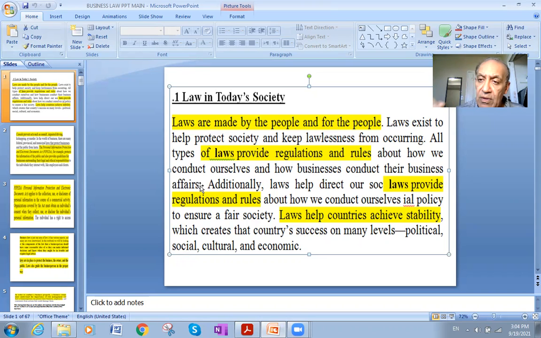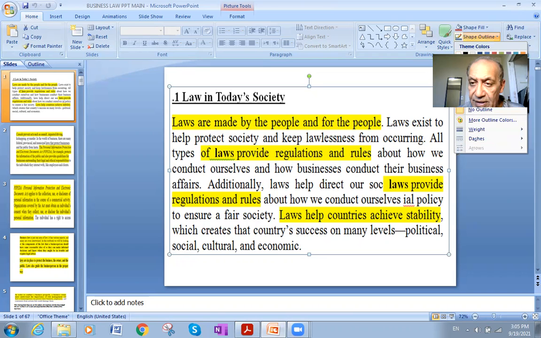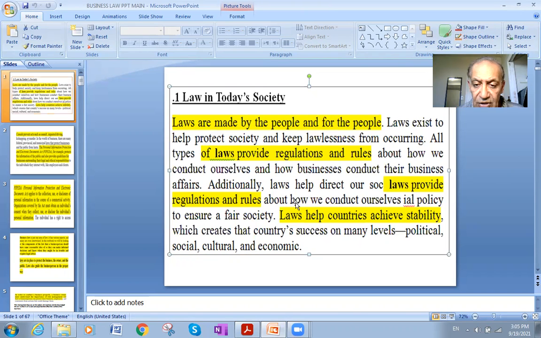You have to know what is right and what is wrong, what is lawful and legal and what is illegal in all your behavior. About how we conduct ourselves in policy to ensure a fair society. A fair society. So as an example, a fair society.